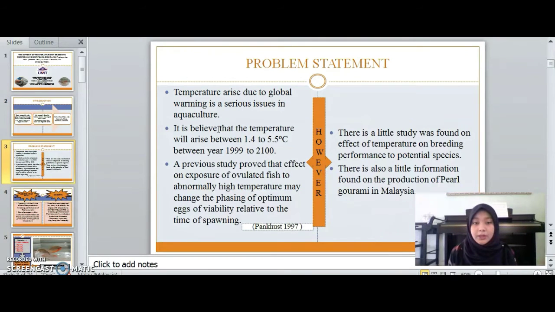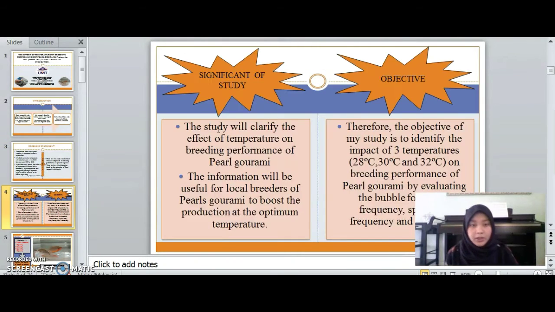For my problem statement, there is global warming. The rise of temperature is the main issue in the aquaculture industry. There is little information found on the effect of temperature on breeding performance of this potential species, and very little information on the production of pearl gourami in Malaysia. The significance of the study is to clarify the effect of temperature on breeding performance of pearl gourami, and the information will be used by local breeders to boost production at the optimum temperature.